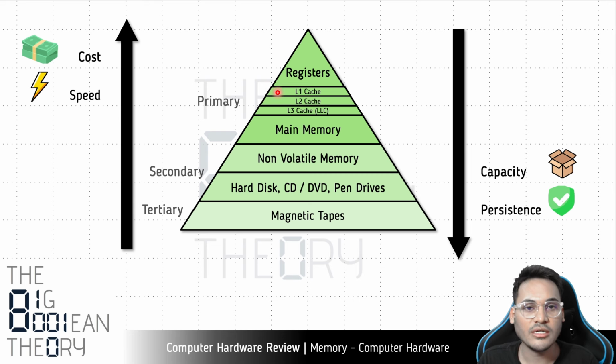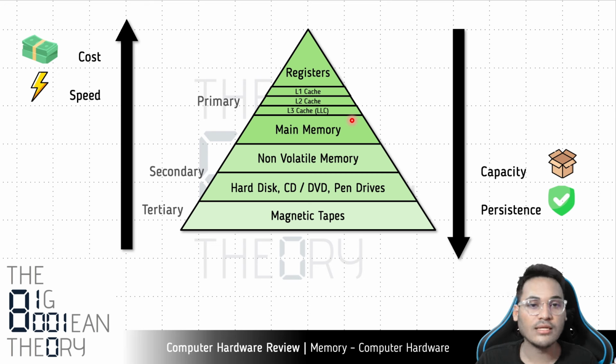If there is a cache hit, then no need to go any further. If there is a cache miss, then it will go to L2. Again, if there is a hit, then the data is returned from L2 cache. Otherwise, if there is a miss, then it goes to L3 cache. And finally, if there is a miss, then only you go to the main memory.